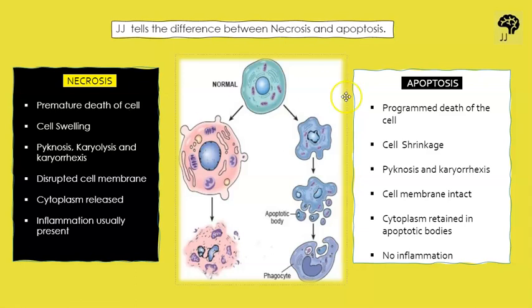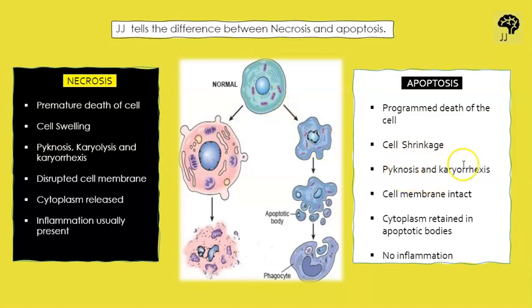Okay, and the next thing is that the cell shrinks. So first of all, look at this cell. Now this cell shrinks in apoptosis and gets swollen in necrosis. So cell swelling happens in necrosis, whereas cell shrinkage occurs in apoptosis.